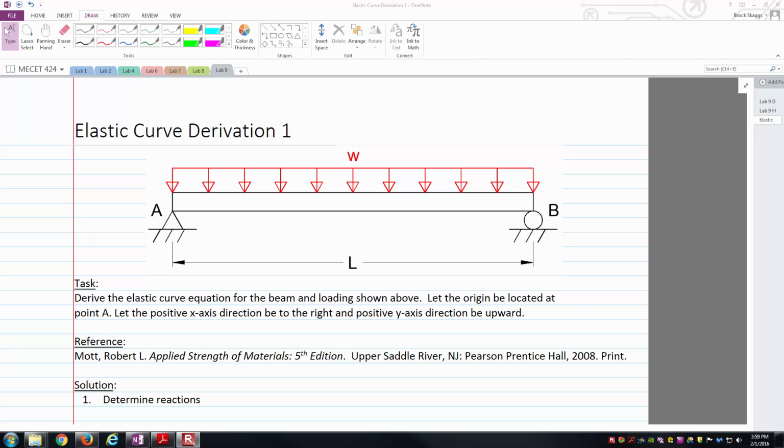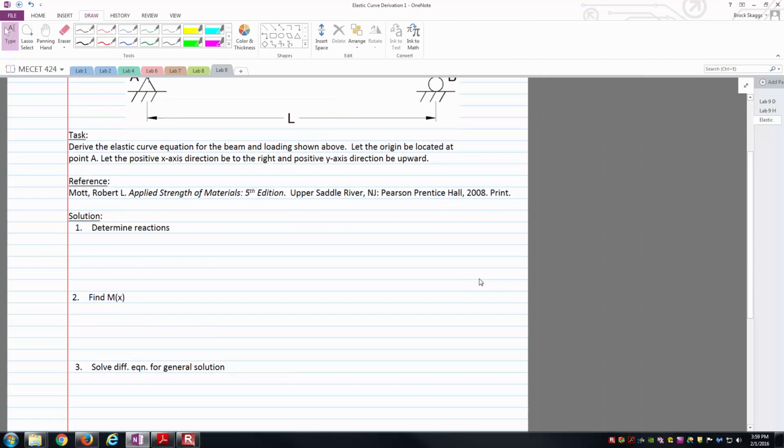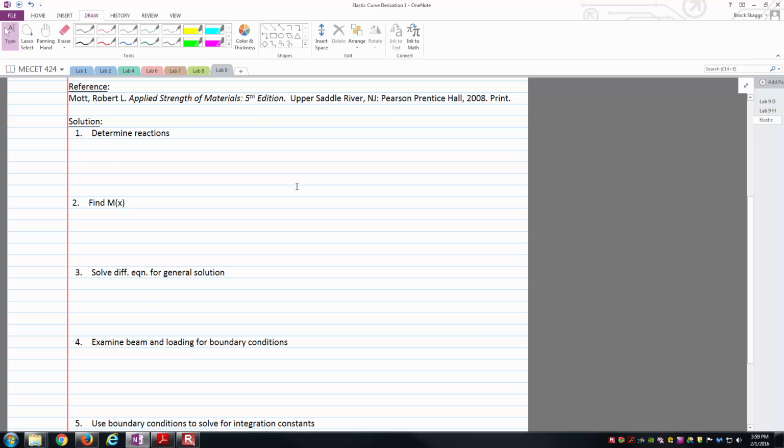I've also mapped out a solution path for us that we'll try to follow, just to give us a little more structure. First thing we're going to do is determine the reactions, and then we're going to find this M of x expression. This M of x expression is the equation, if you will, that is going to be telling us how the bending moment is changing as we walk along the length of the beam itself.